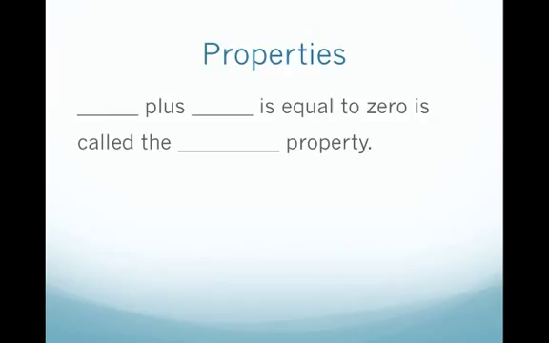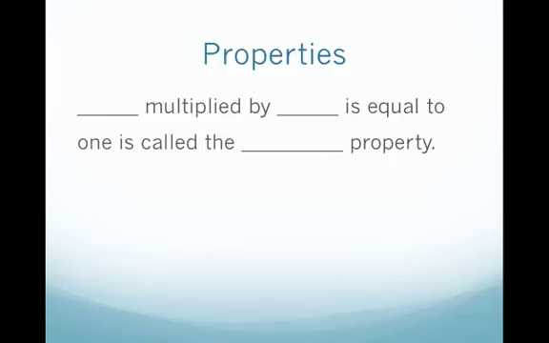Properties. Blank plus blank is equal to 0 is called the blank property. So in the first two blanks, you're going to put in numbers that will equal 0 when you add them. And then in the third blank, you're going to put in what property this is when you do that.